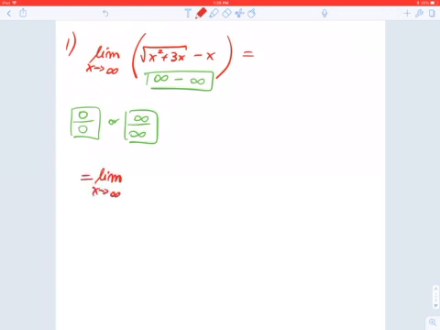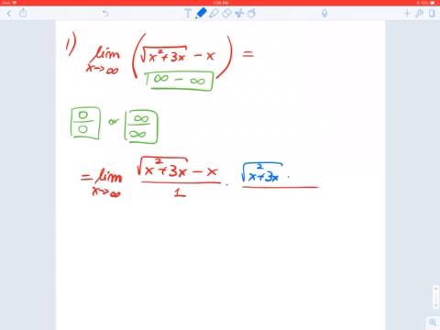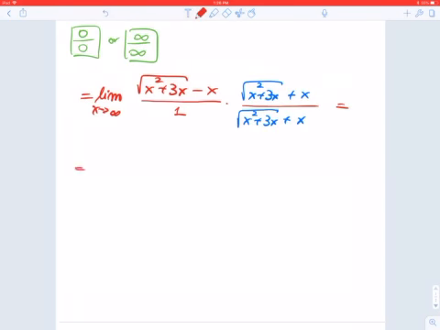I will copy my limit as x goes to positive infinity, the square root of x squared plus 3x, minus x, and I will multiply and divide by the conjugate expression, which is the square root of x squared plus 3x, plus x, and the same in the denominator. This means I am multiplying and dividing by the conjugate expression. And let's see what we can get.